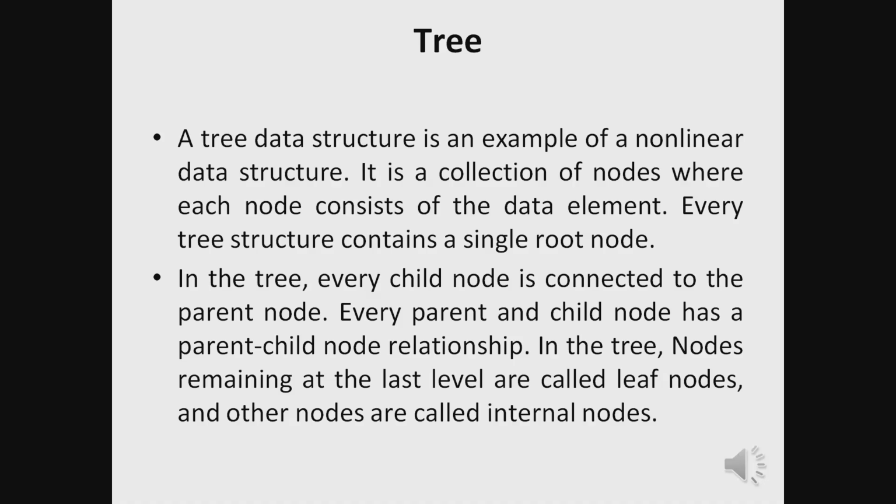The first one is tree. A tree data structure is an example of a non-linear data structure. It is a collection of nodes where each node consists of a data element. Every tree structure contains a single root node. In the tree, every child node is connected to a parent node. Every parent and child node has a parent-child relationship. In the tree, nodes remaining at the last level are called leaf nodes and other nodes are called internal nodes.